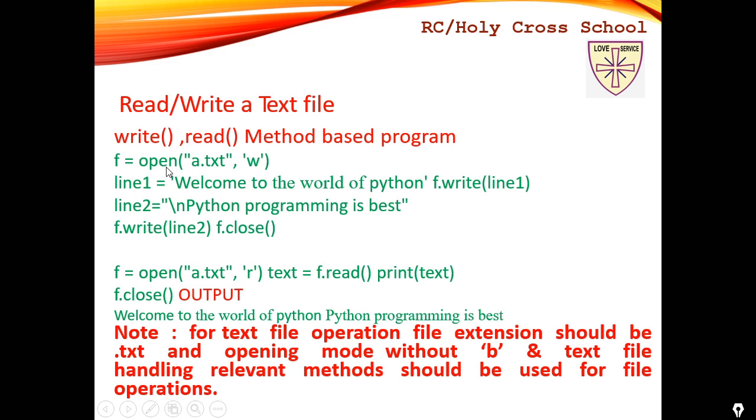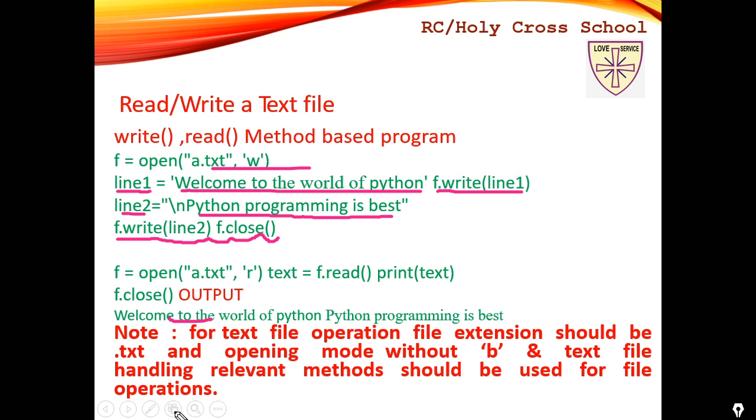So suppose we have opened a file in write mode. I am going to show you this in Python right now. The first line I have written here is "welcome to the world of Python". Then I write f dot write line 1, so line 1 is done. Line 2 is "Python programming is the best". Then again I write f dot write line 2, then f dot close, and I have closed it.